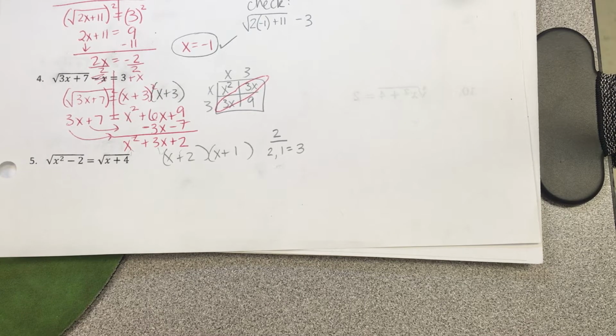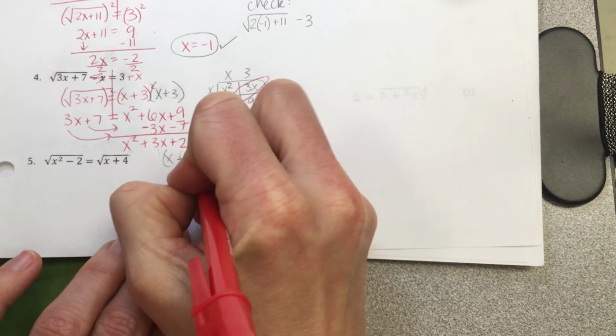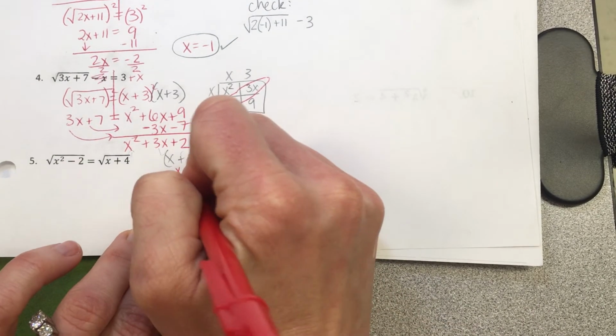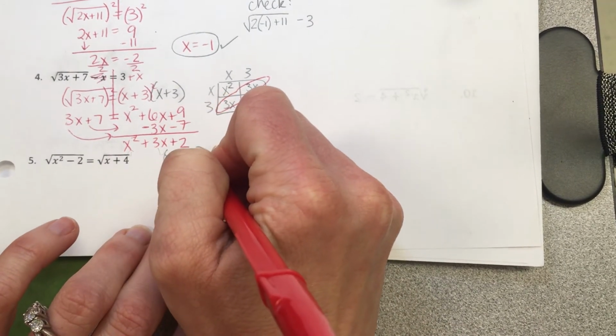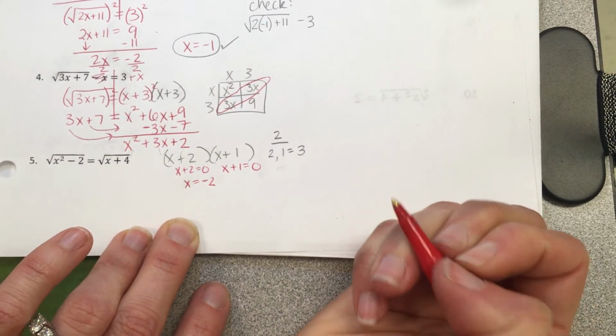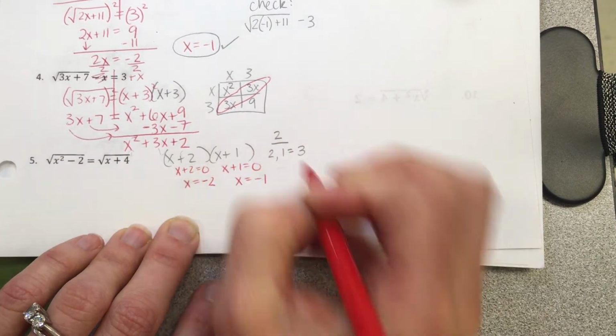All right, then what do you do with each parenthesis? Set them equal to 0. X plus 2 equals 0. X plus 1 equals 0. So when you move positive 2 over to the 0, it becomes negative 2. When you move positive 1 over with the 0, it becomes negative 1. Okay?